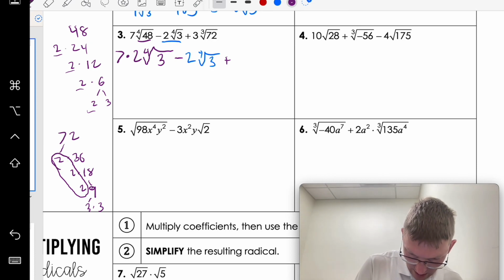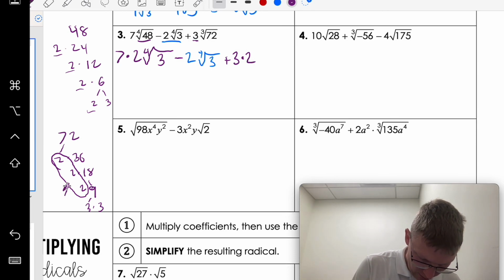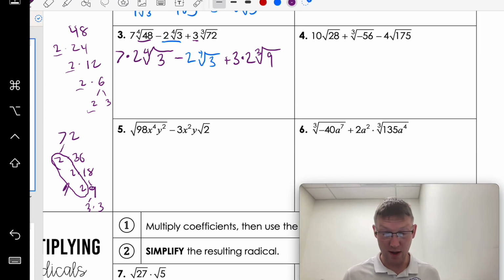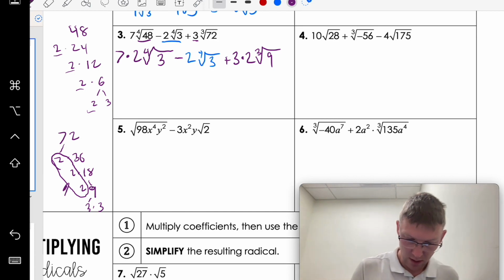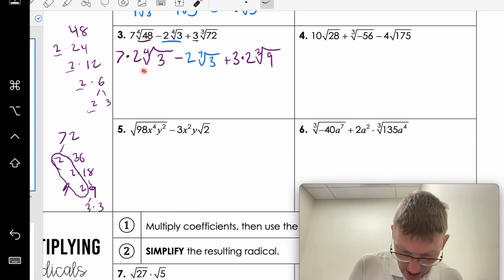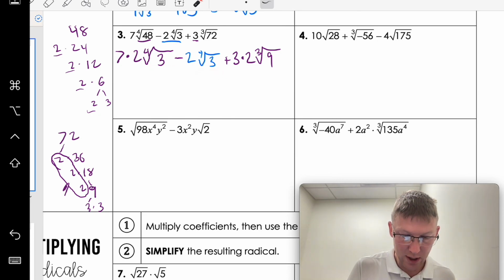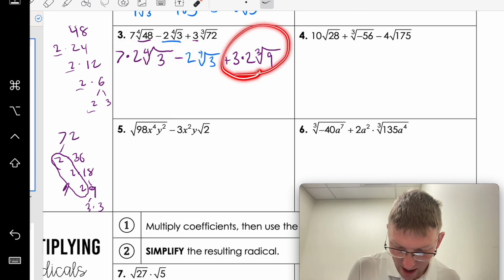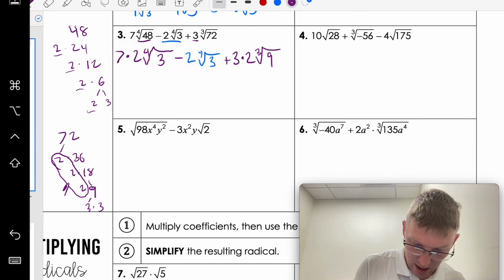And so that means that I have 3 times 2. The 3 came from there, 2 came from there. 3 times 2, cubed root of, what do we have left over? 9. So that might look weird having a 9 under that root, but remember, it's a cubed root, not a squared root. So anyway, now we've got a 4th root of 3, a 4th root of 3. We can combine these like terms. This is just going to stay as is, but we'll simplify this, and away we go.